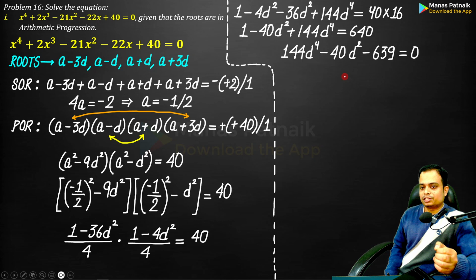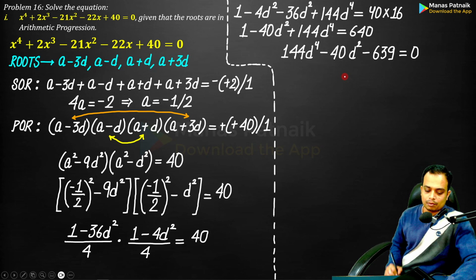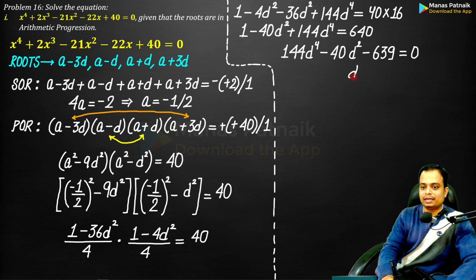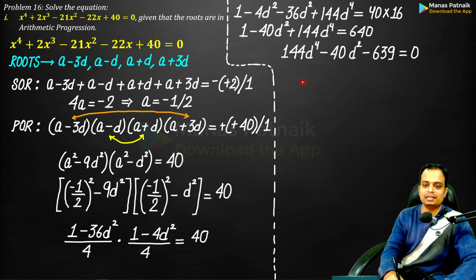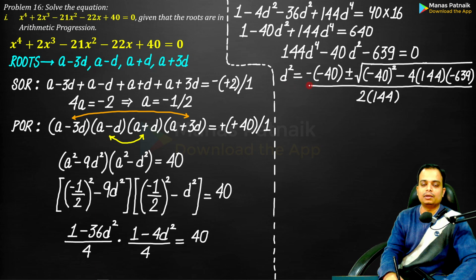From this expression, we can actually get the value of d. How? Let's say you take d square as t. So the equation will transform to 144t square minus 40t minus 639, and then you need to solve this equation. It becomes a quadratic. So basically here you can say that the roots will be in the form of d square. Okay, you apply this formula, minus b plus or minus under root of discriminant upon 2a.